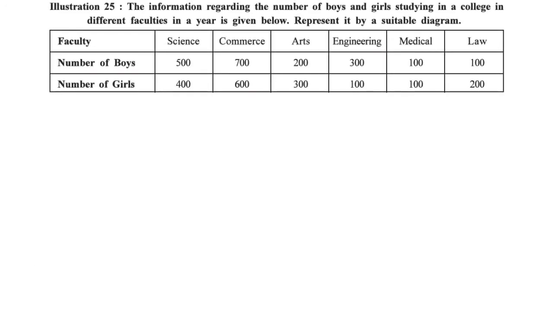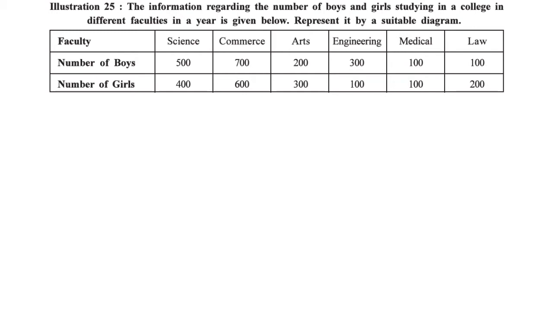We will directly start with an illustration as this is not a concept unknown to you guys. The information regarding the number of boys and girls studying in a college in different faculties in a year is given below. Represent it by a suitable diagram. Faculty, number of boys, number of girls. As you can see, the students is just a single characteristic, but it is divided into boys and girls. That means we have to show a clustered multiple bar diagram here. The faculties are science, commerce, arts, engineering, medical and law.